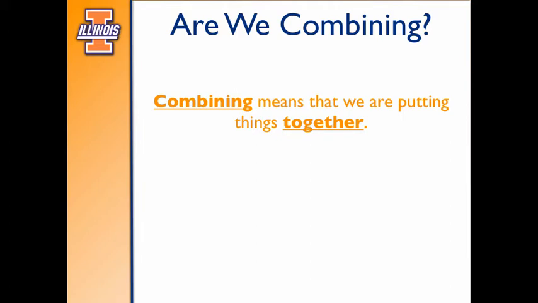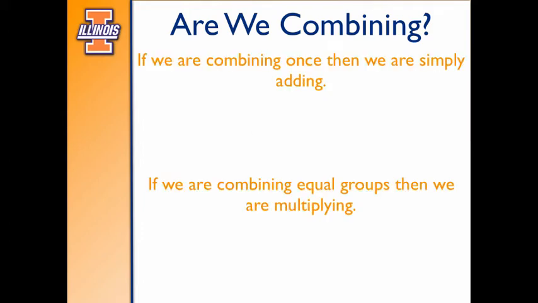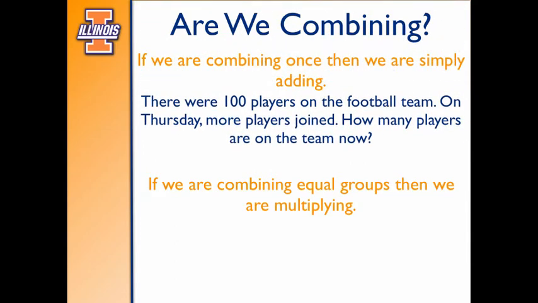How do we know if we're combining? If we're putting two things together, that means we're combining. We can do that in two ways. If we're combining once, then we're simply adding. For example, there were 100 players on the football team. On Thursday, more players joined. How many players are on the team? Well, first of all, we don't know how many players joined, so that's going to get a variable. That's going to be our blank, our placeholder. In this case, we're combining once because players joined. They only joined once. So we're going to do 100 plus our variable p for players joined.